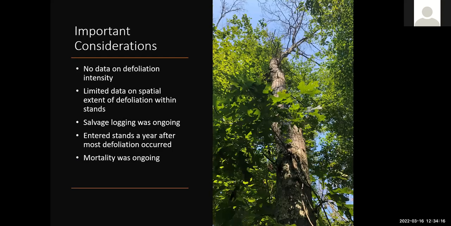So, some considerations as we move forward and start showing these data. I already mentioned we really didn't have information on defoliation intensity, and that's the ideal situation. You get that from permanent plots that are monitored pretty frequently. So we couldn't say red oak number 5 had been defoliated 40% or anything like that. We were going into stands that we knew had been defoliated over the last couple of years. We also had limited data on the spatial extent of defoliation within a stand, so we were assuming the whole stand had been defoliated, and that's not always the case.